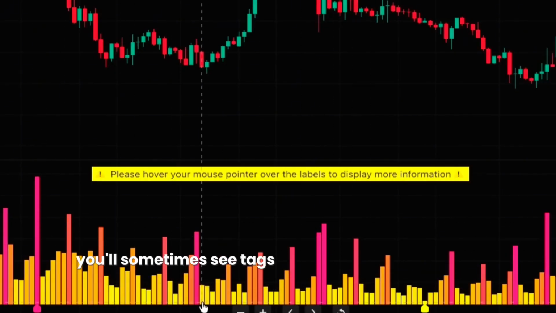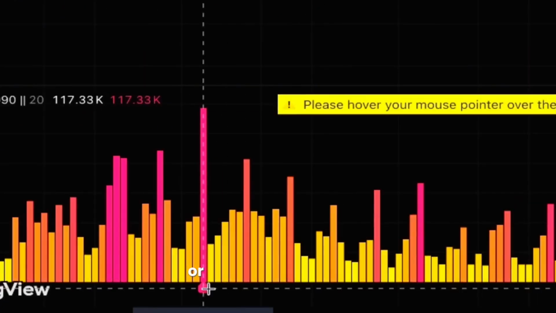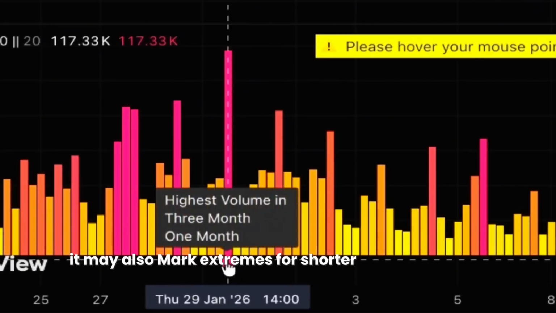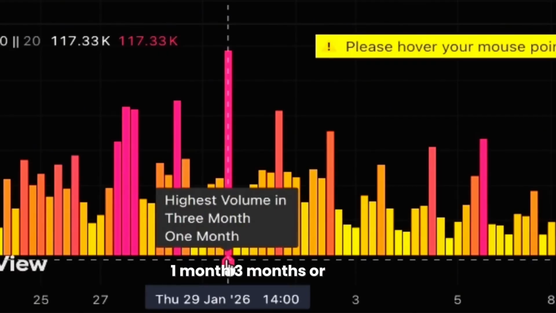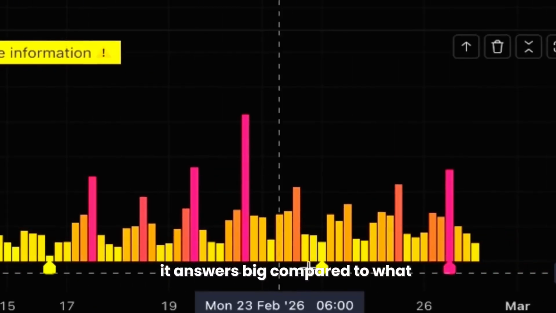You'll sometimes see tags beneath bars, and when you hover, you get messages like highest volume in 3 months or lowest volume in 1 year. It may also mark extremes for shorter windows such as 1 week, 1 month, 3 months, or 6 months. This is useful because it stops you from guessing whether today's volume is big or small. It answers, big compared to what?